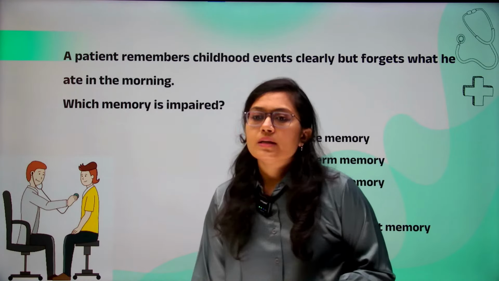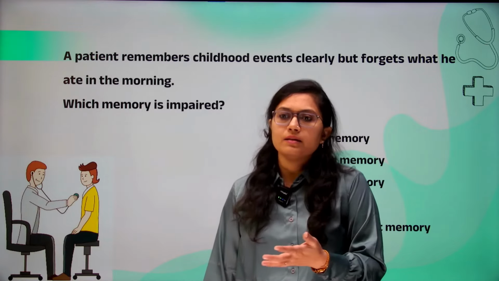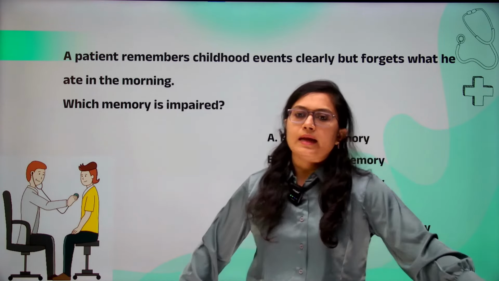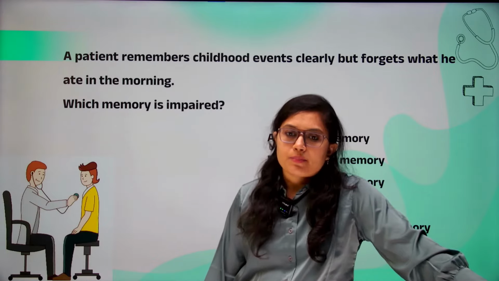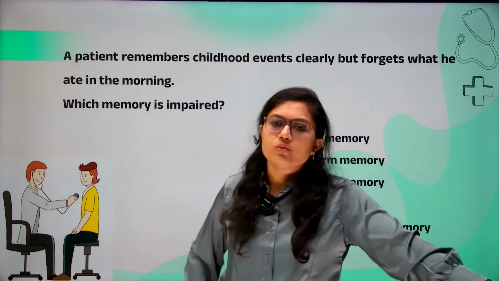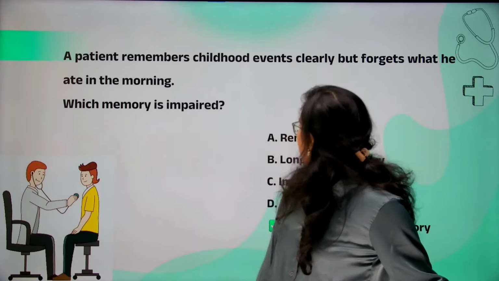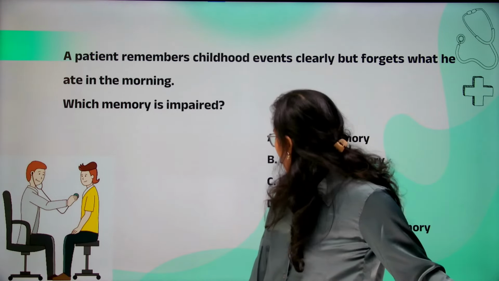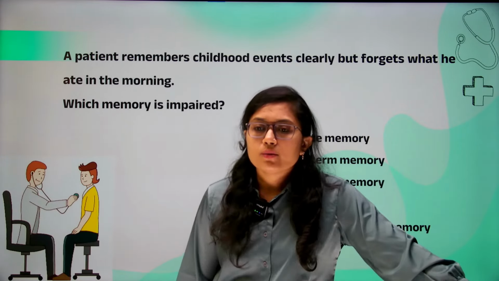Okay. So the next question is, a patient remembers childhood events clearly but forgets what he ate in the morning. Which memory is impaired? We are going to learn about memory as well, but I just want to know whether you know about memory or not. The options are remote memory, long-term memory, immediate memory and recent memory. So what could be the answer?